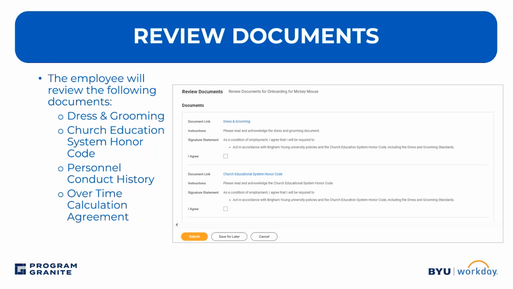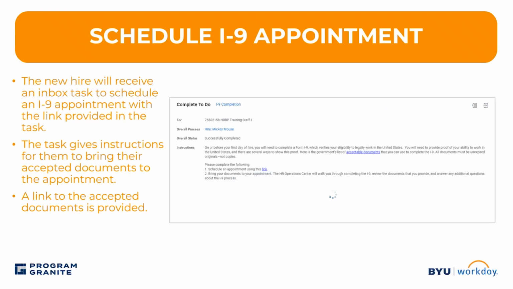Then they get a review documents task. It says dress and grooming, personnel conduct, overtime calculation. They need to hit I agree, I agree, I agree. Somebody asks, what if they don't? Well, you just move forward to terminate the employee. They can't work here and not agree to these things, okay? That's how jobs work.